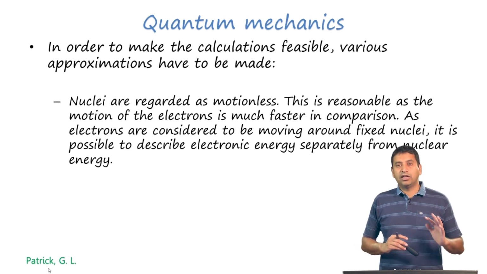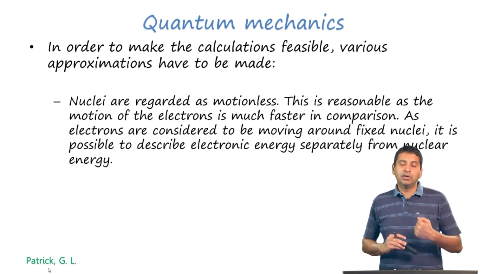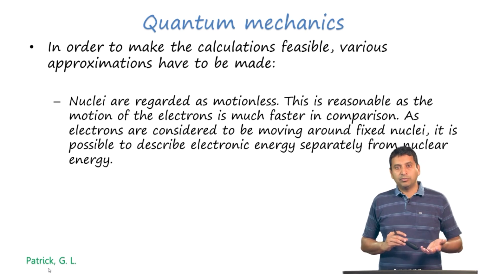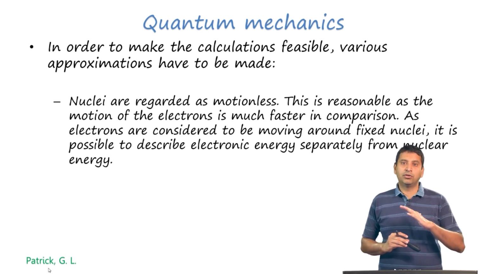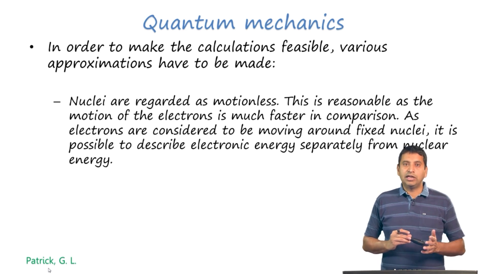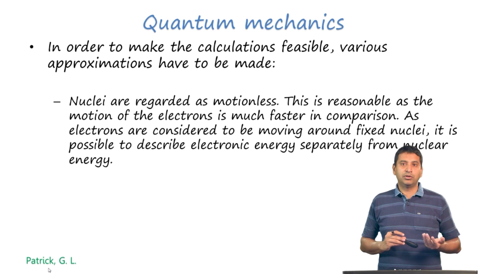So, in order to make these calculations feasible, various approximations have to be made, otherwise it is going to become quite intensive from a computational standpoint. So, the first approximation is that nuclei are regarded as motionless. That means that they don't move. And this is quite reasonable, because the motion of electrons is much faster in comparison with that of nuclei.